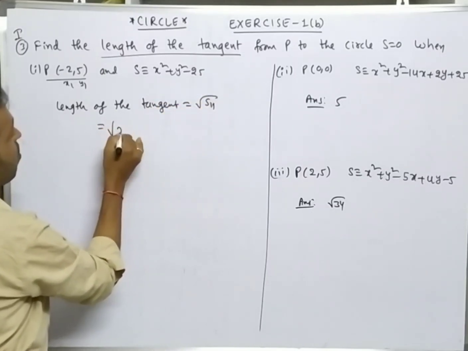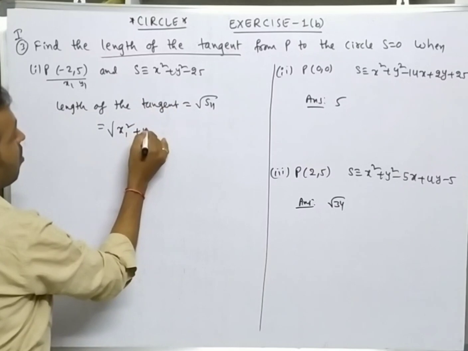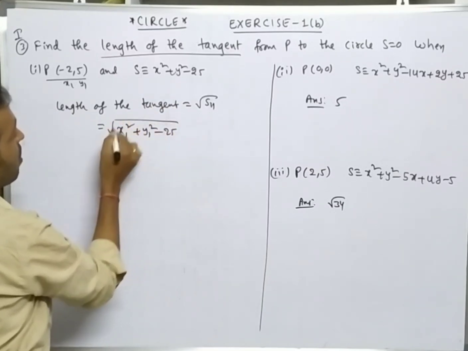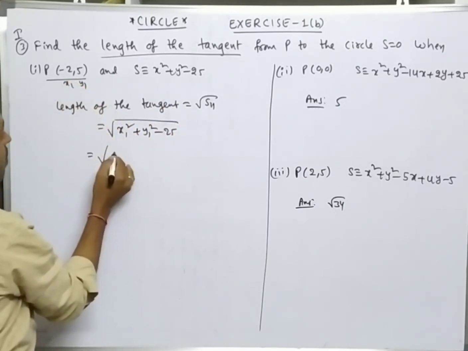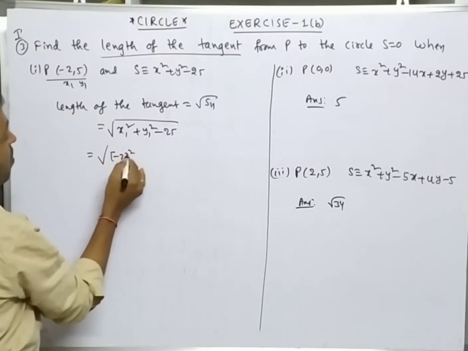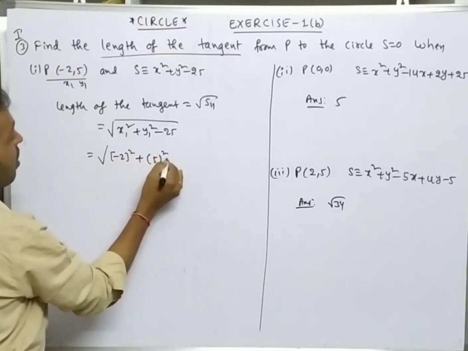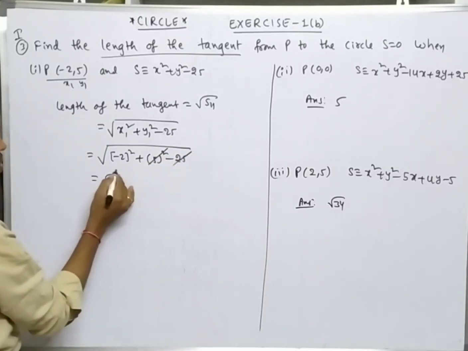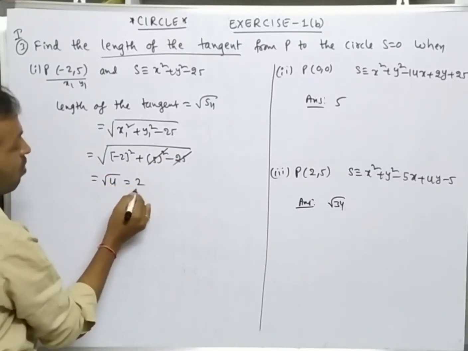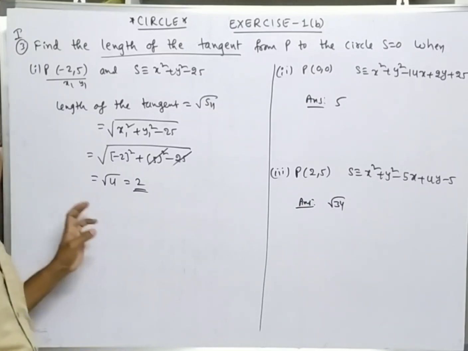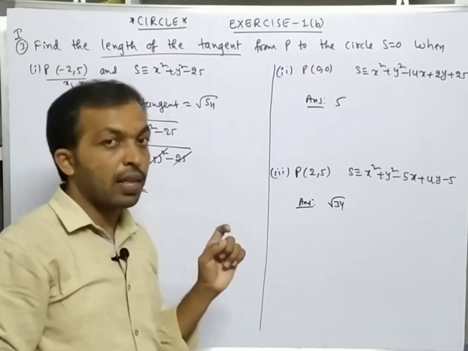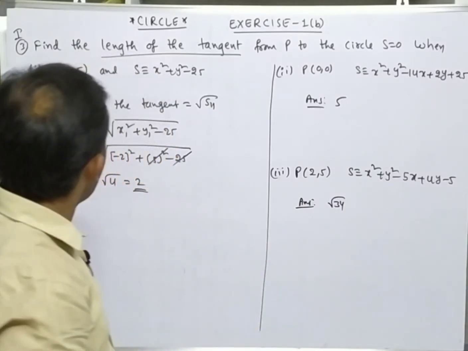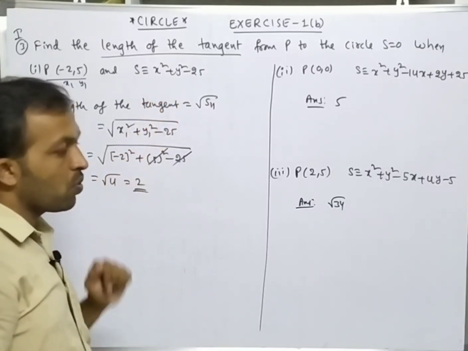That means under root x1 square plus y1 square minus 25. What is x1? Minus 2 whole square. Substitute carefully. 5 square minus 25, 25 cancels, under root of minus 2 square, 4, root 4 value is 2. So the length of the tangent from P to the circle is 2 units.